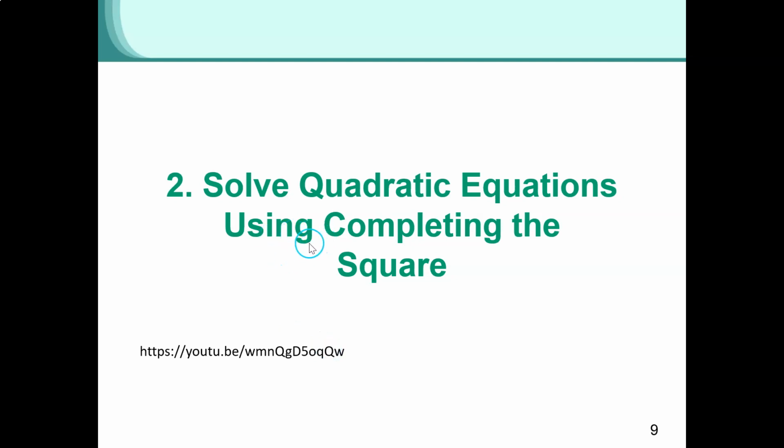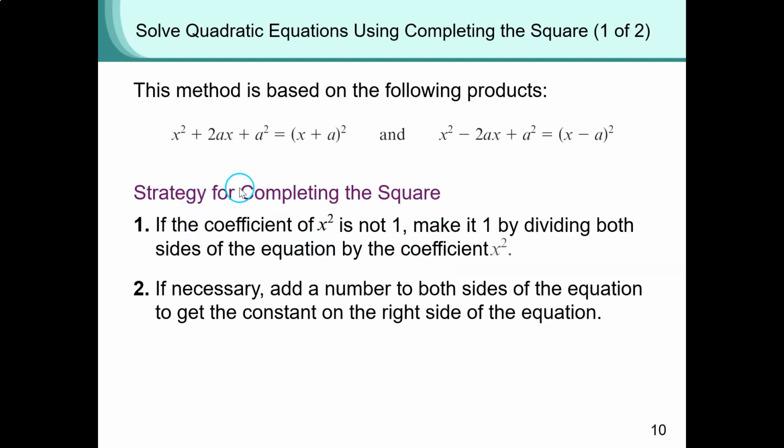Solve a quadratic equation using the completing the square form. By completing the square, there's some strategy you might find helpful when you process this format. If the coefficient of x squared is not a 1, make it 1 by dividing both sides of the equation by the coefficient of x squared. In other words, you want to get the leading coefficient to be 1.